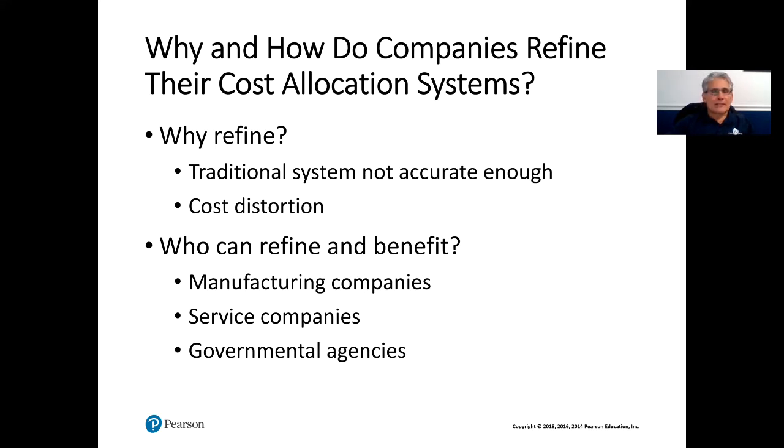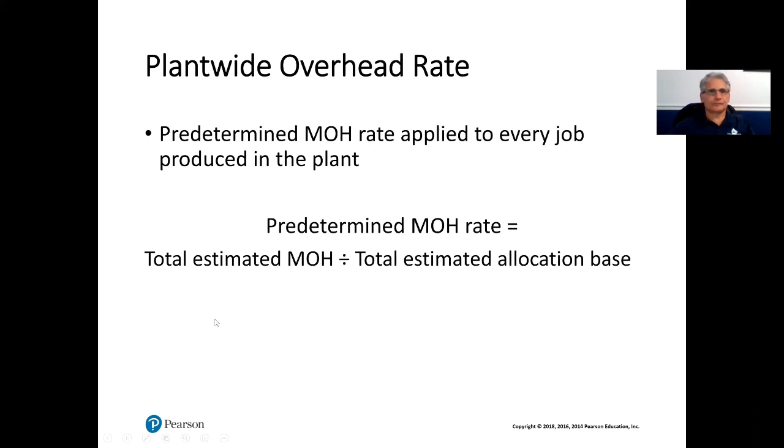So if you're in that situation, you might decide, I need a little bit more sophisticated allocation system. We've already learned the plant-wide allocation system in the previous chapter. But maybe that's just not quite good enough. Maybe we need to be a little bit more sophisticated. Who can benefit from refining it? Manufacturing companies, service companies, and governmental agencies.